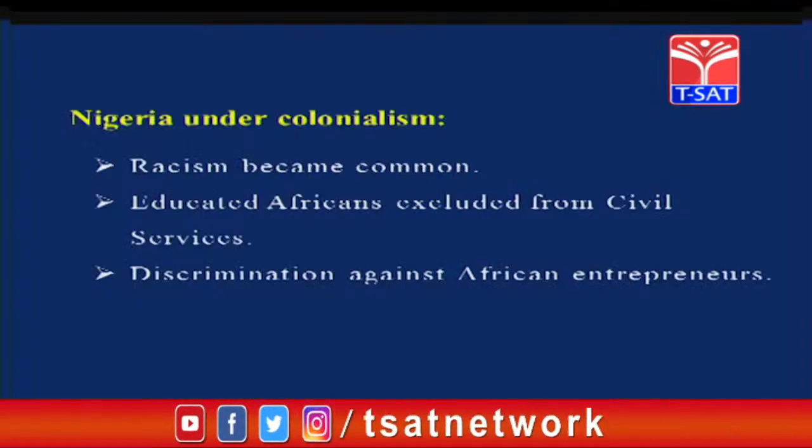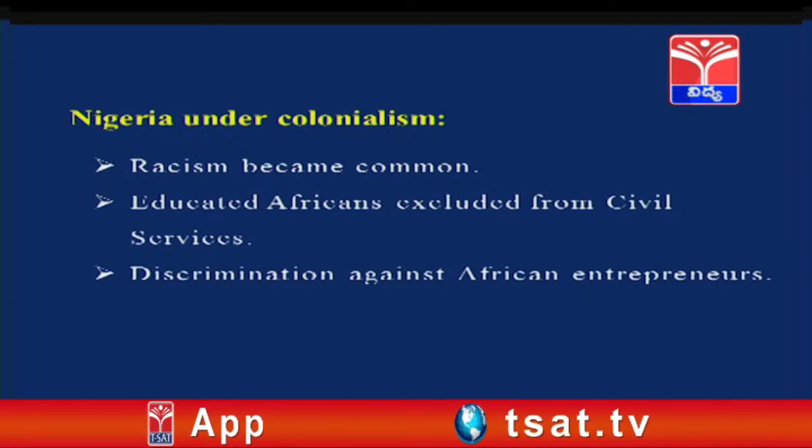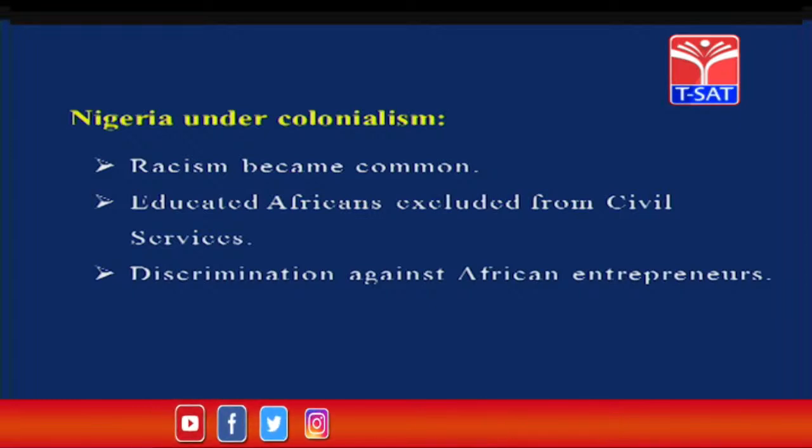Children, this also happened in India. Civil services means the common exams which were conducted for the recruitment of government employees. So, even in India, when our Indian national movement was going on, the Britishers excluded Indians from the higher positions of government offices. So, even in Nigeria, the educated Africans were not taken into civil services, and there was discrimination against the African entrepreneurs. Entrepreneurs means the business people, merchants who make the trade. So, the Nigerian entrepreneurs were subordinated by the Britishers.